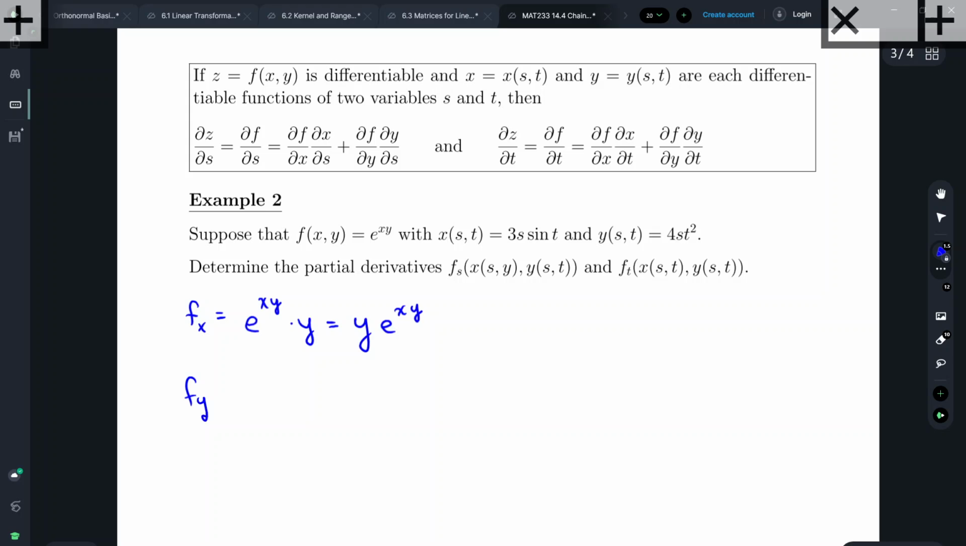And now the partial derivative with respect to y is similar, right? The derivative of the exponential is the exponential, and then differentiating inside, x is now the constant coefficient, so we have times x.